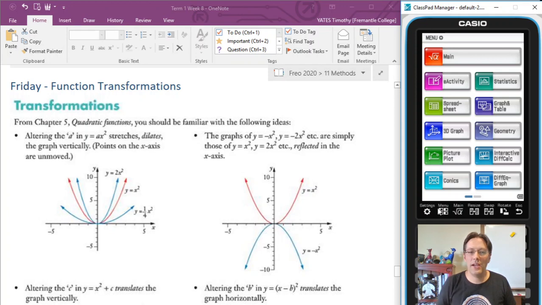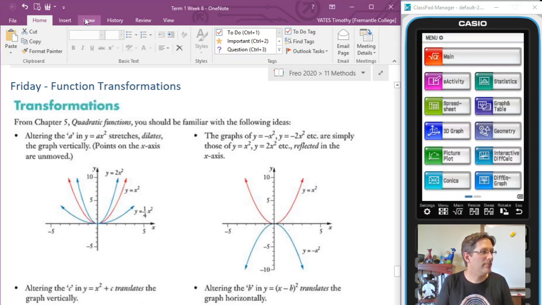So today we are looking at function transformations, and you may be vaguely familiar with these from when you've worked with quadratics and parabolas. But we're just looking at it in terms of general functions. We touched on this yesterday as well, so you'll have a bit of an idea of what's going on. Basically, it's looking at how the position and shape of certain graphs change as we change certain things about them.